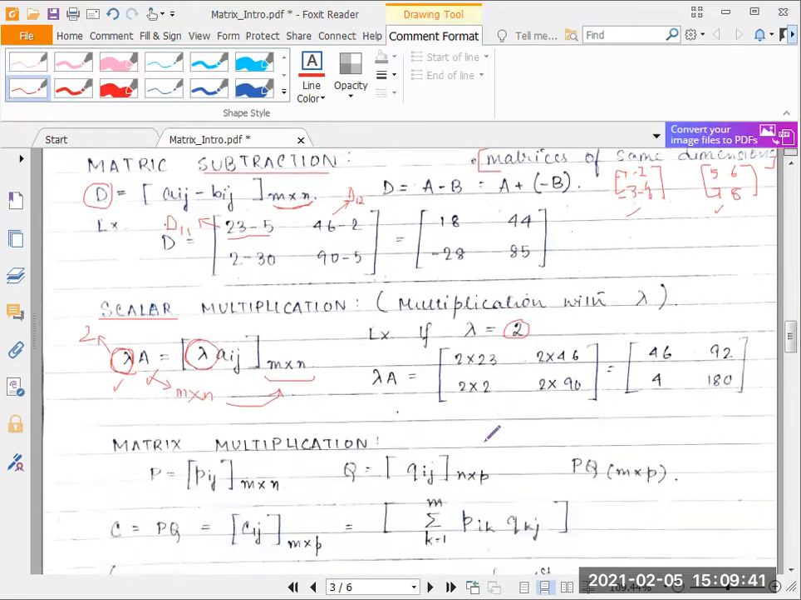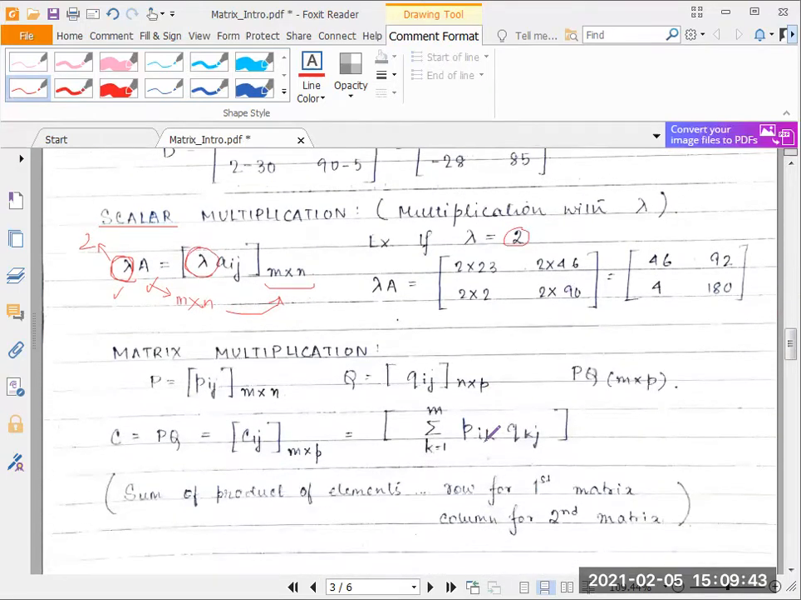The final is matrix multiplication. This is a little tricky. Matrix multiplication follows a particular order, and you need to follow that particular order. Any random order will not work.